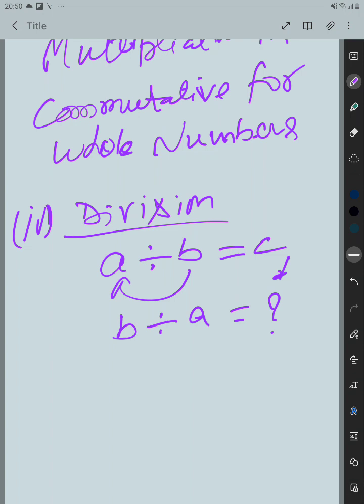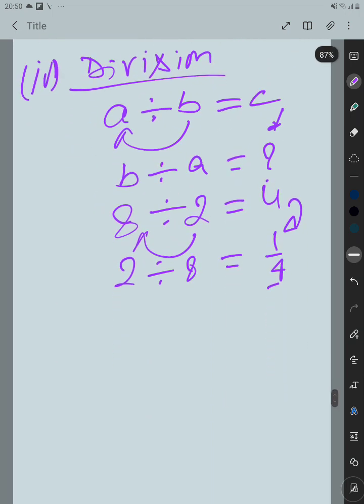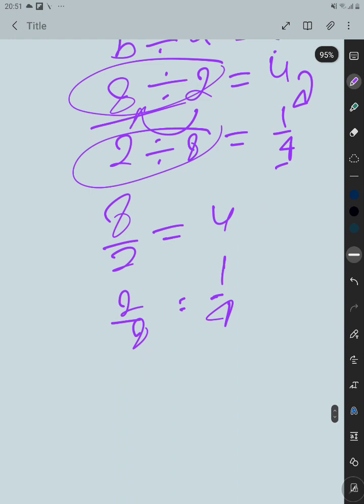Let's take an example. Let's take 8 divided by 2. What will it be? We get 4. But if you interchange both, 2 divided by 8, what will we get? You will get 1 by 4. And these are not the same. You can write this another way also: 8 ÷ 2, and 2 ÷ 8 equal to 1/4. This is another way of writing, by putting a symbol between the two numbers.